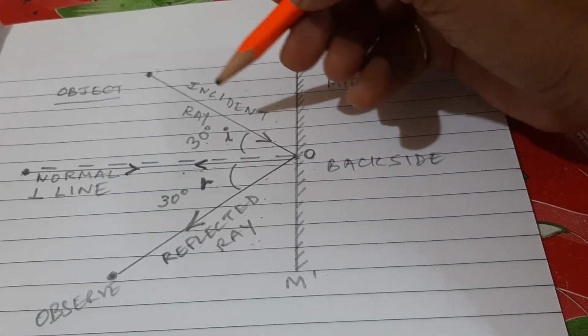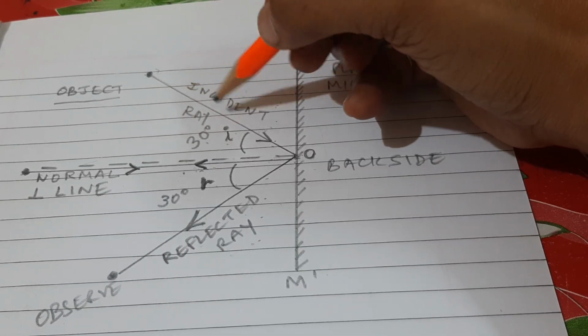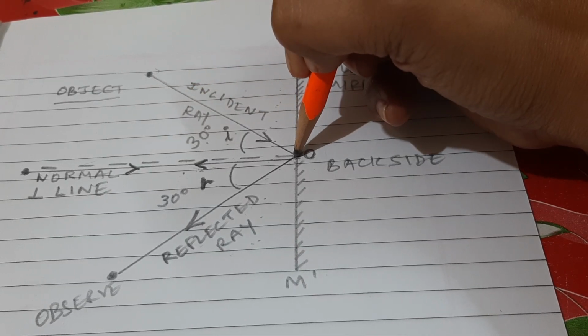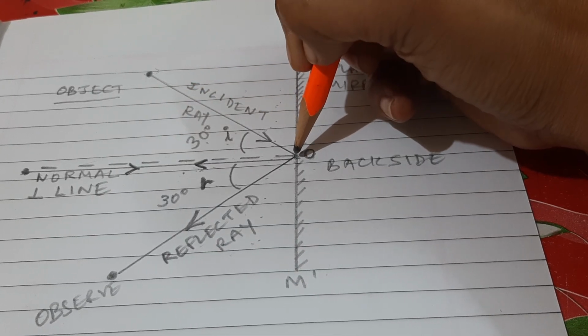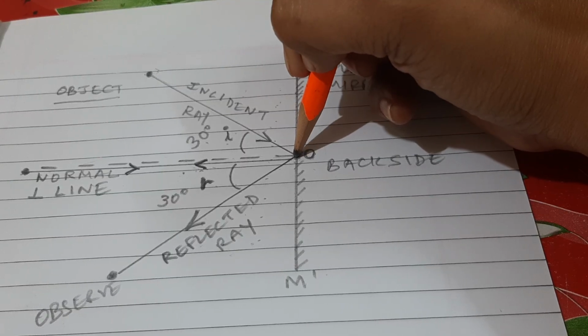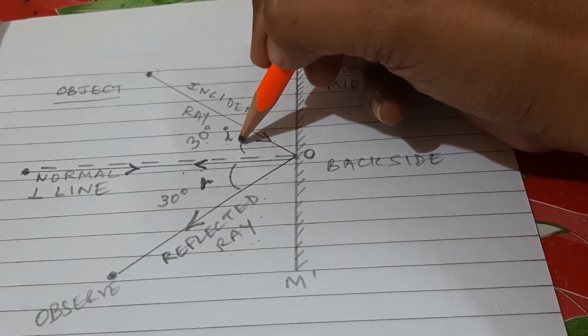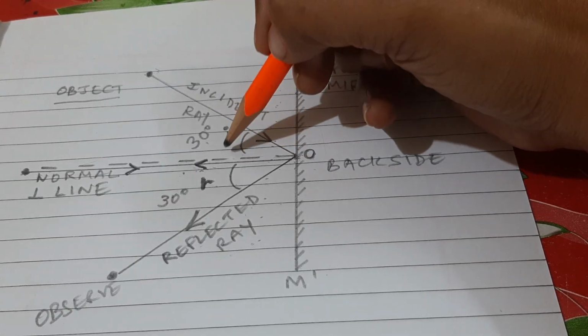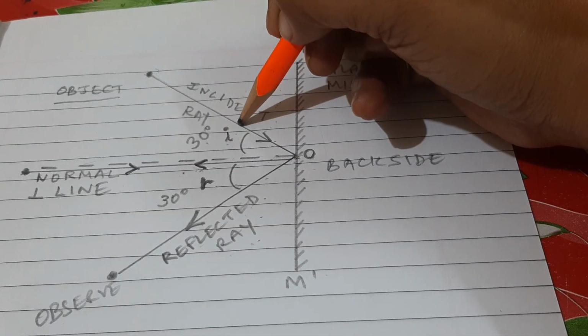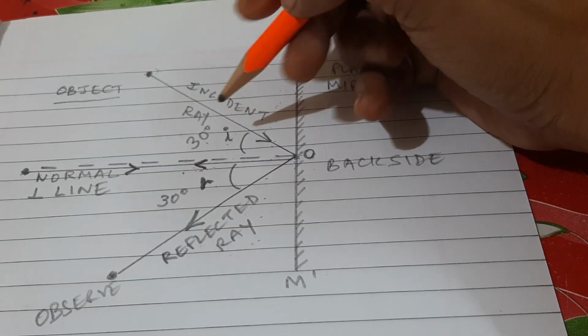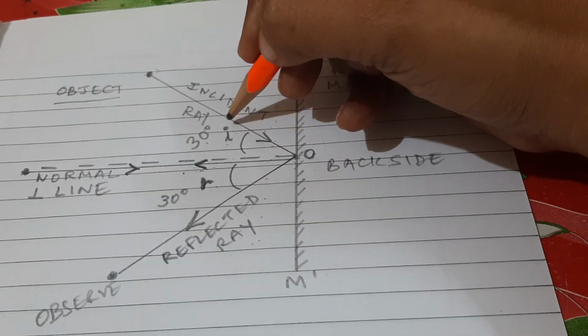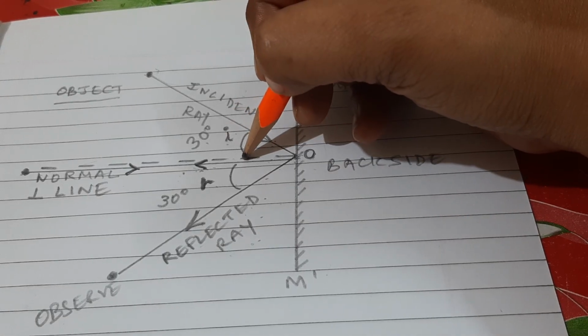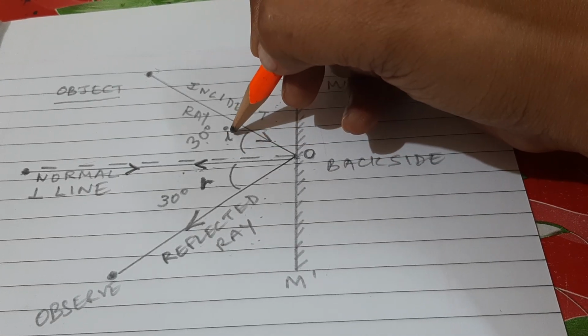Okay, now here the incident ray is falling on the reflecting surface of the mirror at point of incidence and is making an angle between the normal and the incident ray. So this angle which is formed between the incident ray and the normal is called as angle of incidence, which is written as small i here.